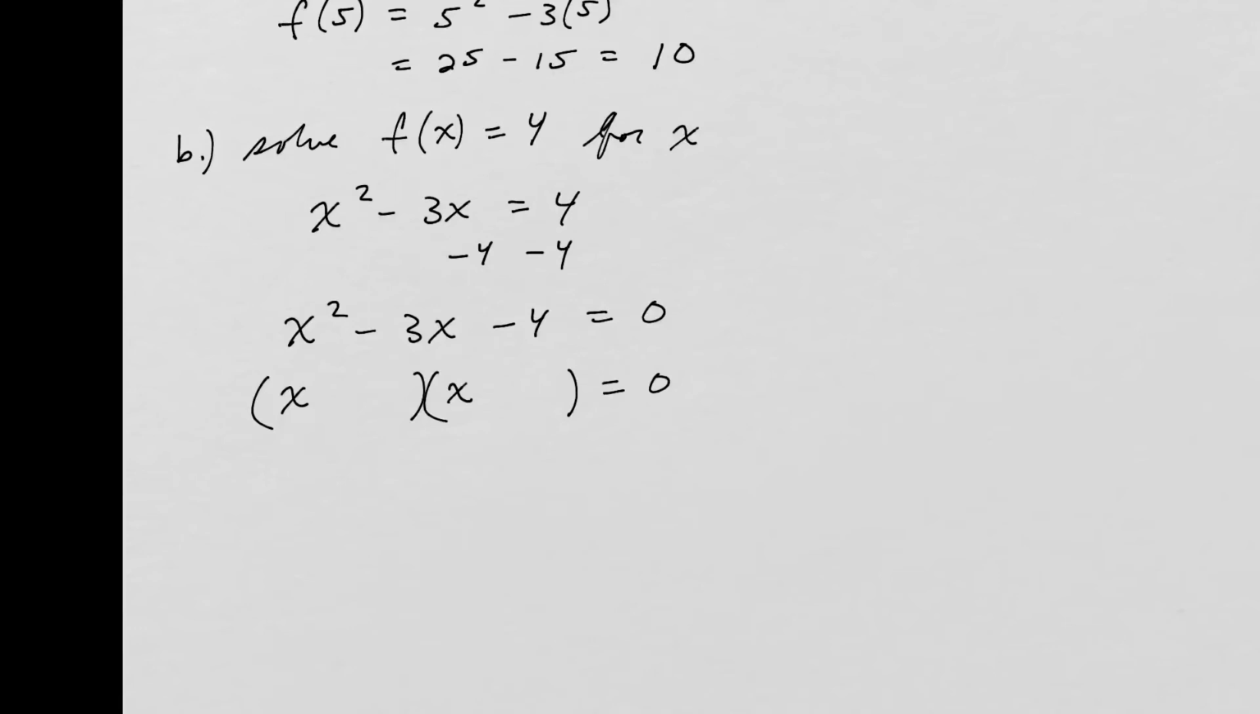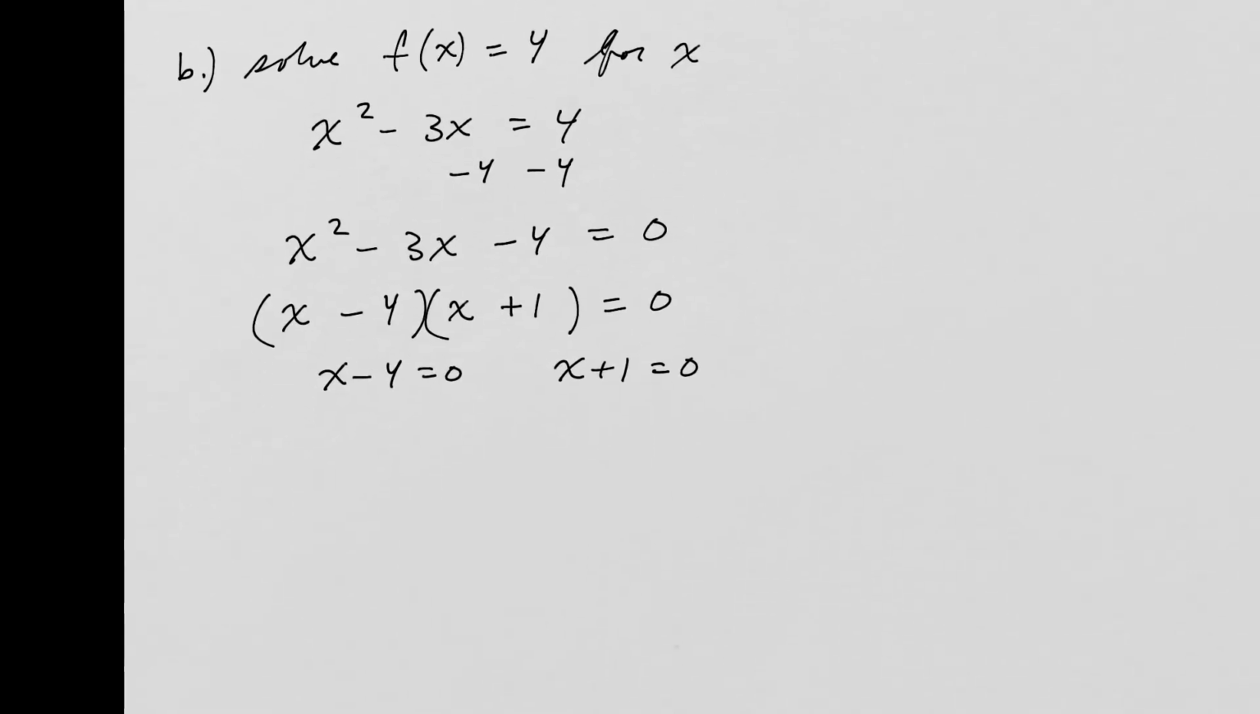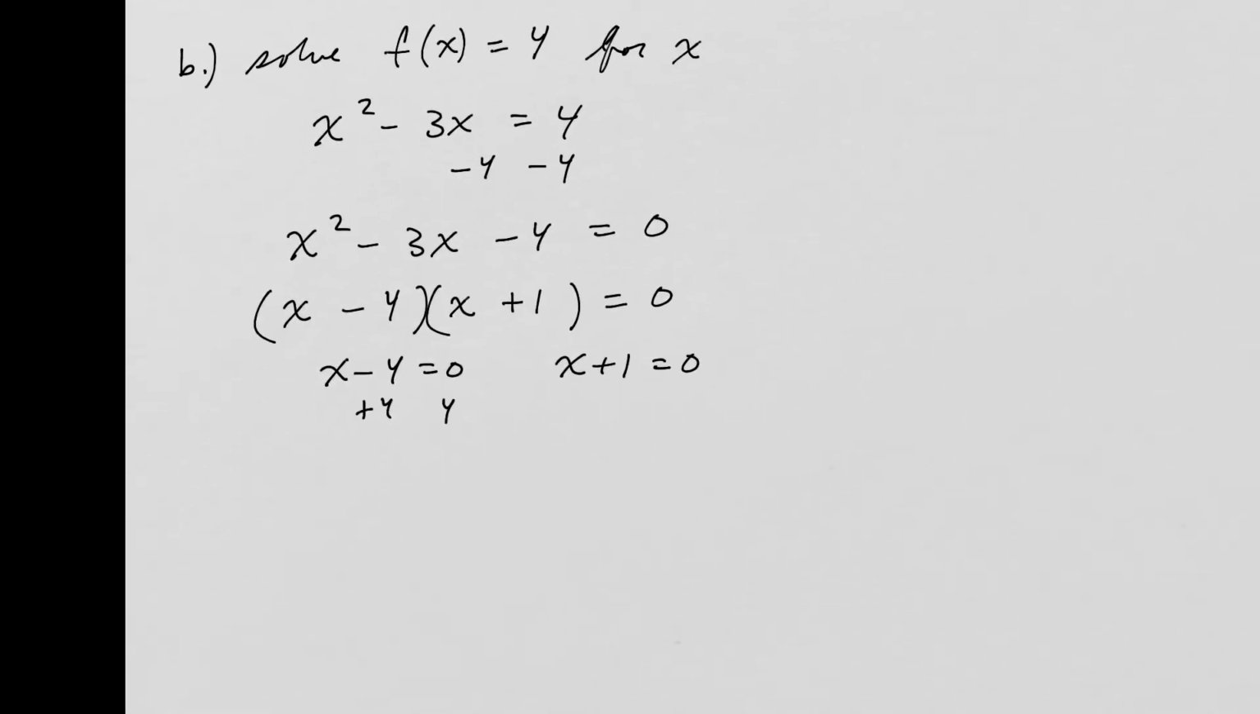So in this case, I want two numbers that multiplied will give me -4, and added will give me -3. So -4 and +1 will work, right? So if I set each of these equal to 0, then in one case I'm going to get x is equal to 4. In the other case, I'm going to get x is equal to -1.